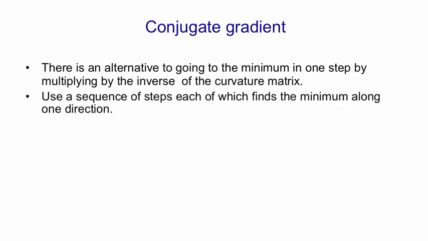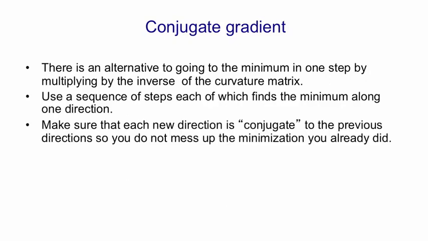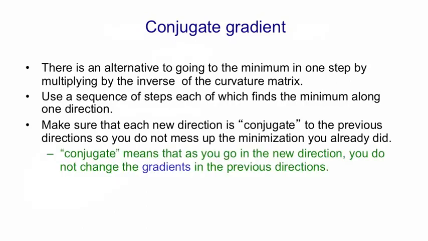Once it's done that, it now finds another direction and goes to the minimum in that second direction. The clever thing about the technique is it chooses its second direction in such a way that it doesn't mess up the minimization it already did in the first direction. That's called a conjugate direction. Conjugate means that as you go in the new direction, you don't change the gradients in the previous directions.